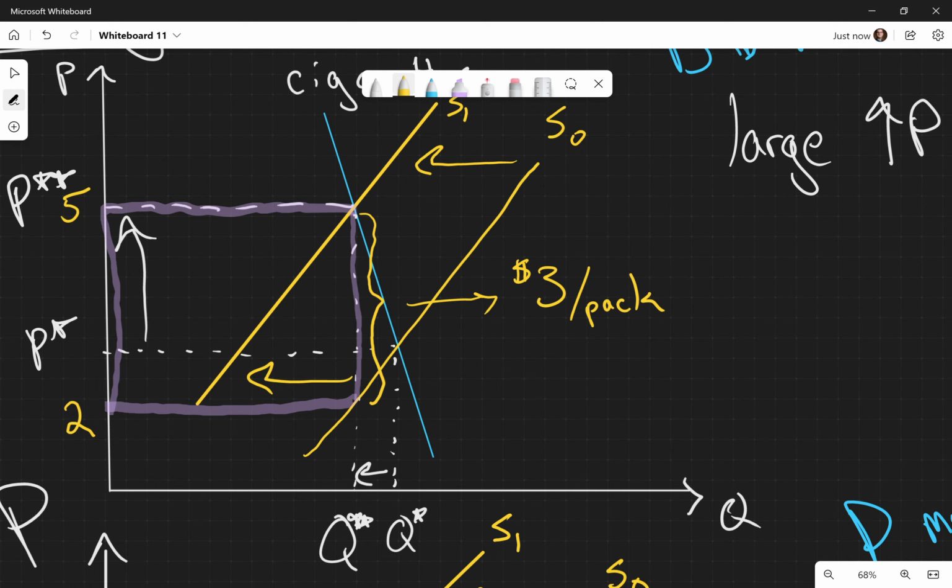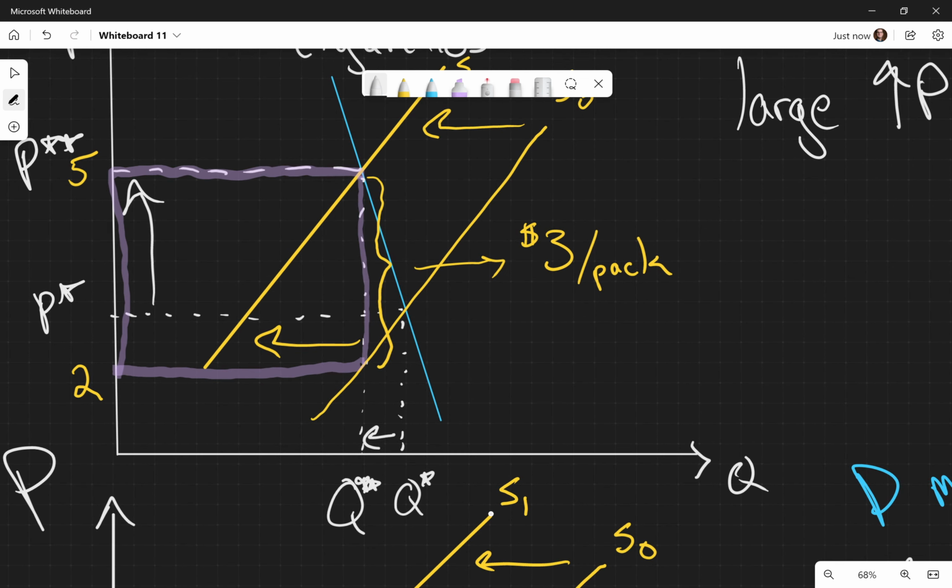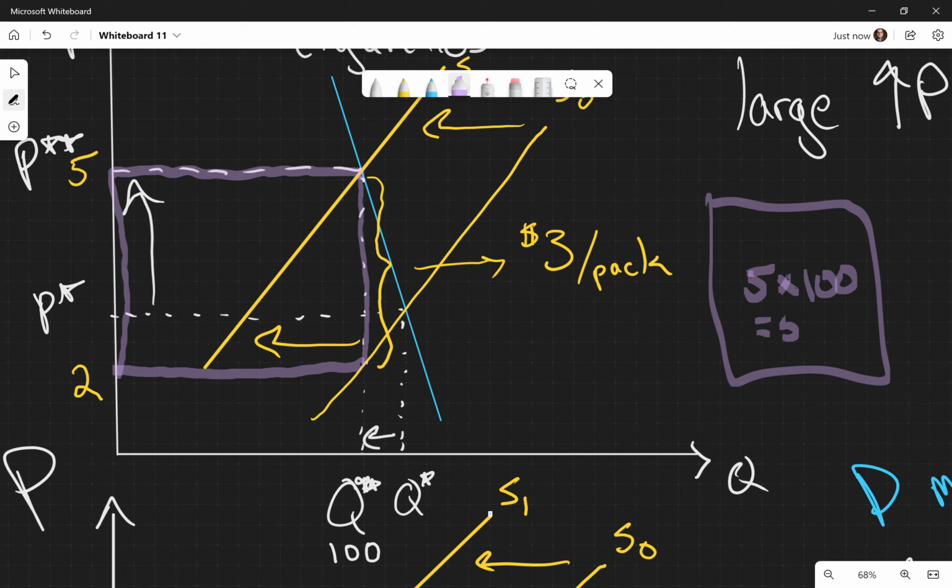And if the amount of people that are now buying cigarettes for the sake of ease is just 100, then that means that this excise tax, this whole rectangle here, the amount of money that the government's getting is going to be equal to what? 5 times 100, which gives us $500. Oh, sorry, why did I say 5? 3 times 100. That's what happens when you make up examples on the fly. 3 times 100, because the tax is 3, and that gives us $300. So this full rectangle here is $300.